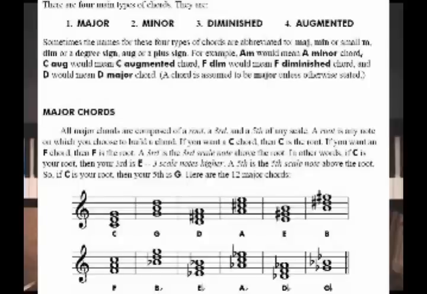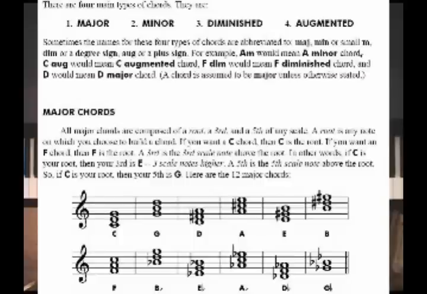A chord is a 3-note animal, properly called a triad. A 3-note chord is called a triad. A 4-note chord is not called a triad, because triad means 3, obviously. So you can have 4-note chords or 5-note chords or whatever. But there's 4 basic kinds of 3-note chords: major, minor, diminished, and augmented.